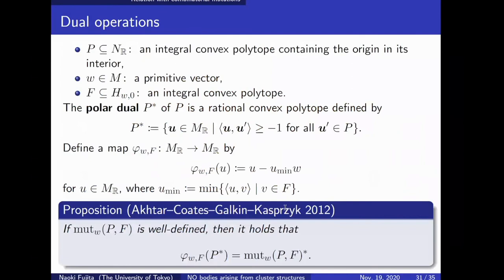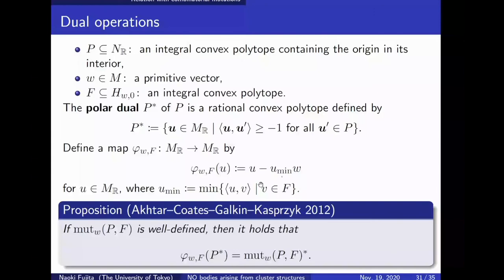Then there exists some dual operation. We assume that the polytope P contains the origin in its interior. Then the polar dual P star is a rational convex polytope. Let us define a map phi_{W,F} on the M_R side by this explicit piecewise linear map. Phi_{W,F}(U) is U minus U_min times W. U_min denotes the minimum of <U, V> for V in F.